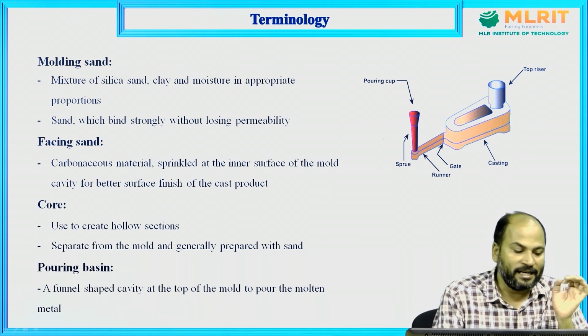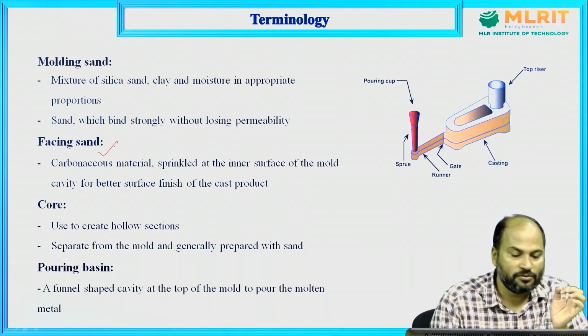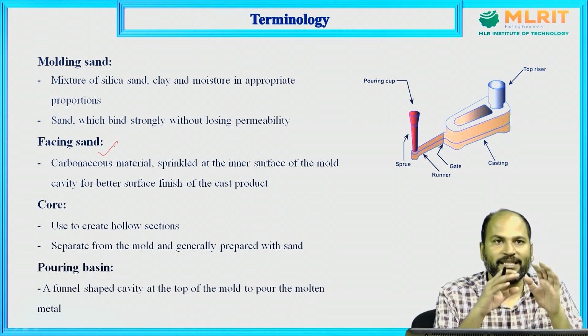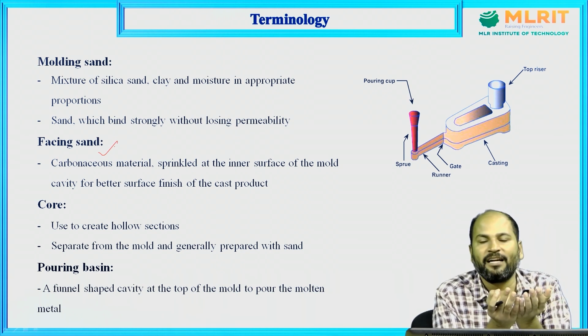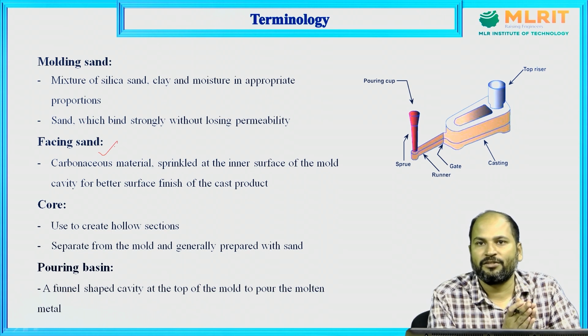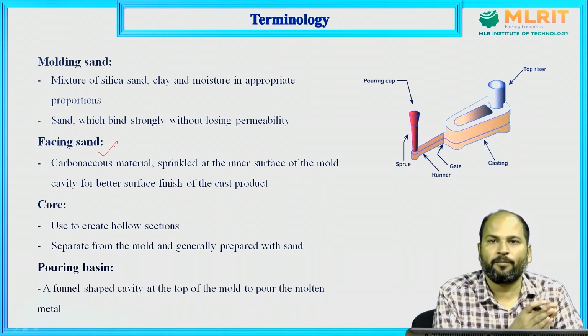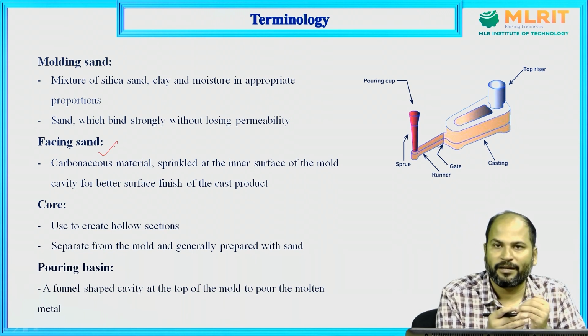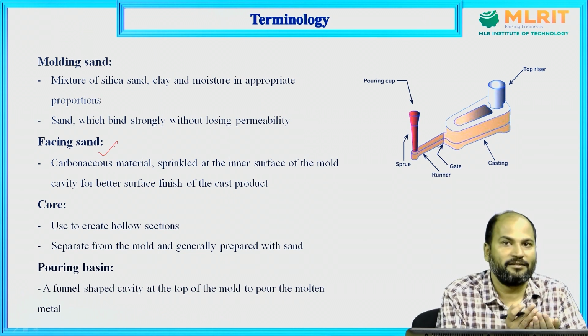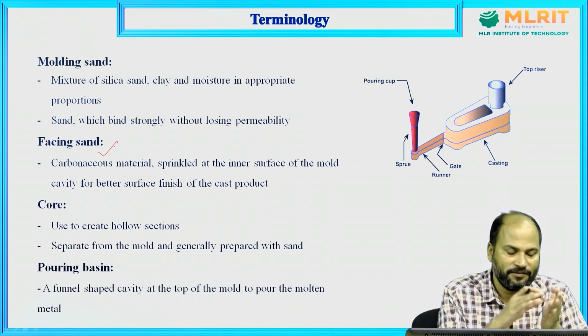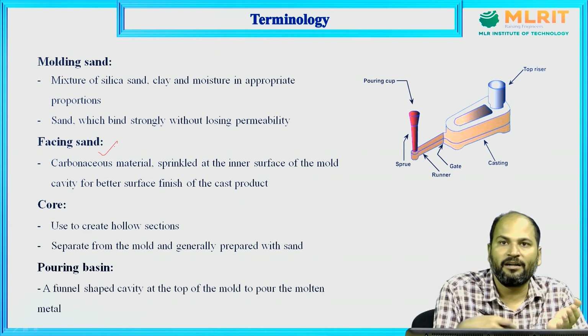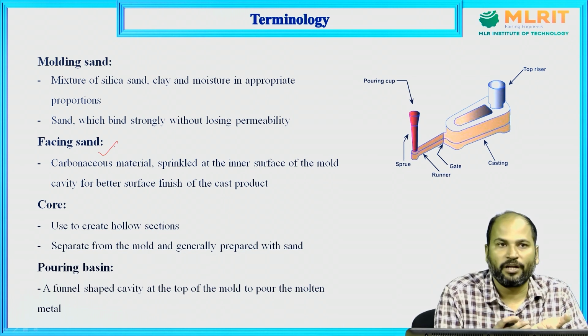Second, another type of sand is also used, which is known as facing sand. Facing sand is generally sprinkled inside the mold cavity. The purpose of this is just that for whatever product we are casting, the surface should be fine. That is the only purpose. That's why this facing sand is generally sprinkled inside the mold cavity.